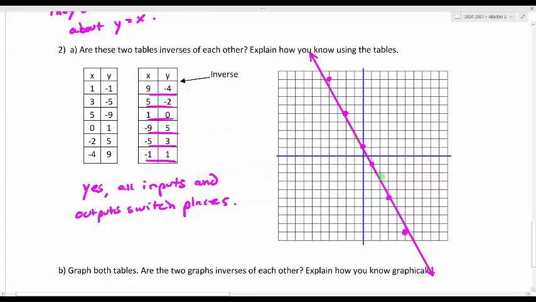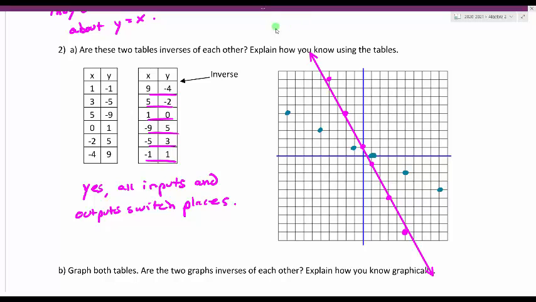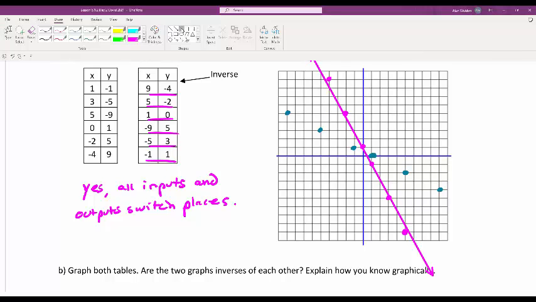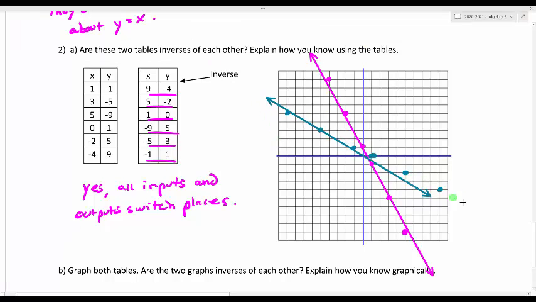All right, so we're going to have 9, -4. So I'm going to go right 9, down 4. All right, so we see another line kind of forming right here. So I'm going to go ahead and grab my line tool again and plot a line. All right, so there we go. So now we see our two lines graphed.